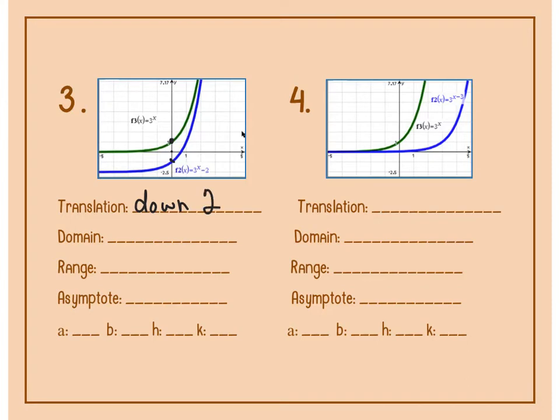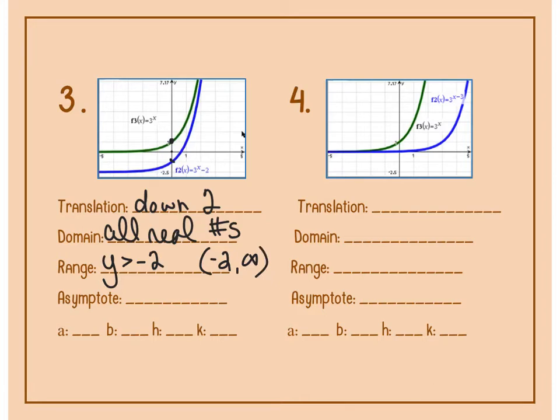What's my domain? All real numbers. My range is my lowest y value. What is my lowest y value? It's this line right here. What is it? A -2. So my lowest range is -2. And it's going up forever, so it's greater than -2. Because it's going from -2 to infinity.